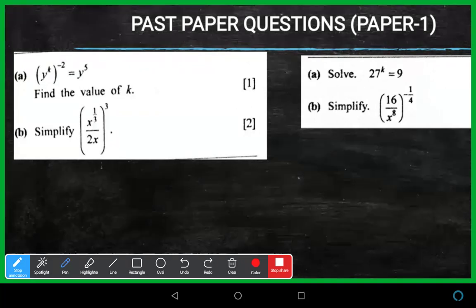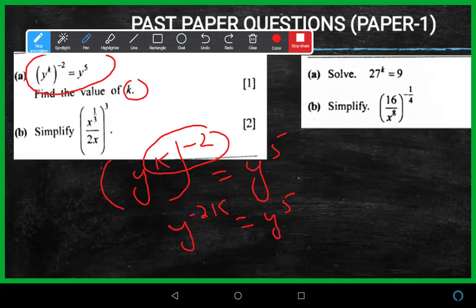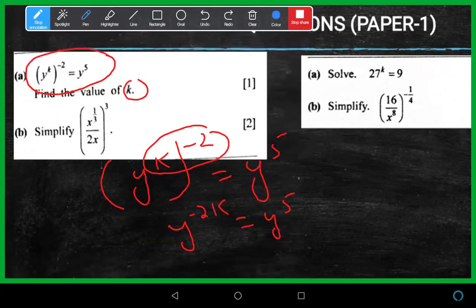Now find the value of k. You can see y raised to the power k and minus 2 y is equal to 5. Okay, so first I will multiply this power. It will become y raised to the power minus 2k and y raised to the power 5. Mostly students think that we have to reciprocal that value. Yes, we can do that as well. But in this question, we need to find the value of k. And k is in the exponent form.